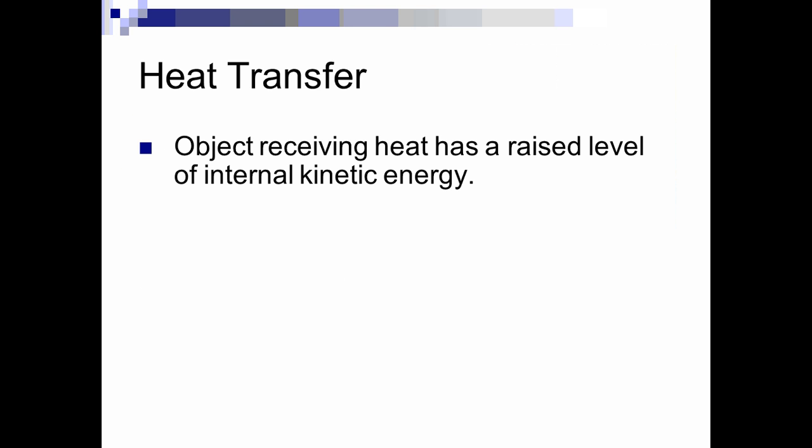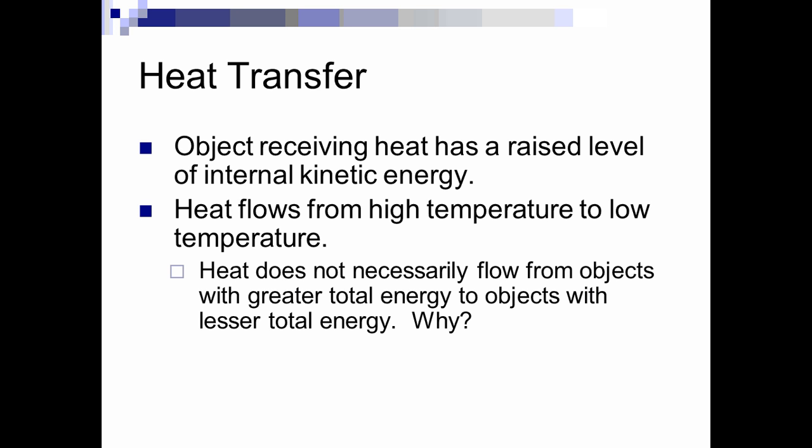So heat transfer. Objects receiving heat have an increased level of kinetic energy. That makes sense. If an object is gaining energy, then of course it's going to have more kinetic energy. So it has an increase in internal kinetic energy, and heat always flows from high temperature to low temperature. In the example with the ice, your hand has a higher temperature, so the energy will flow from your hand to the ice. With the burner, it flows from the burner to your hand.